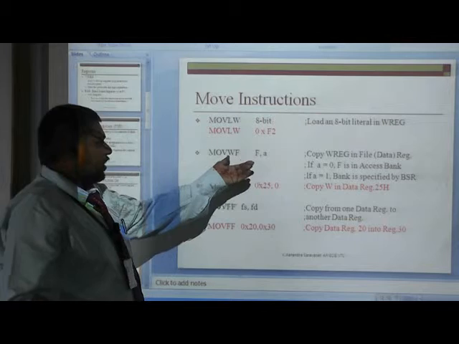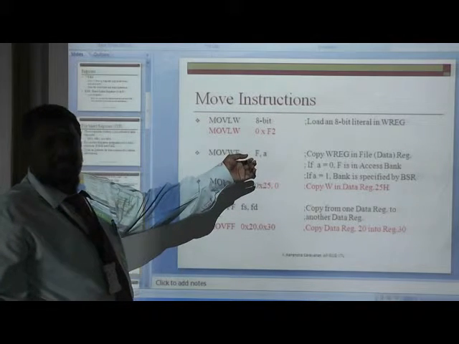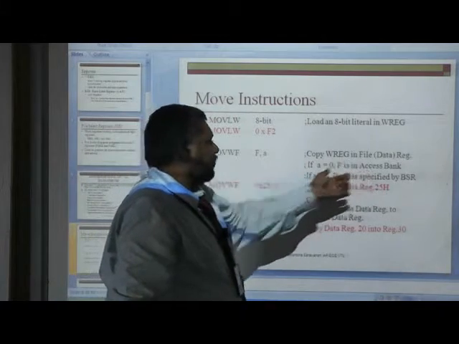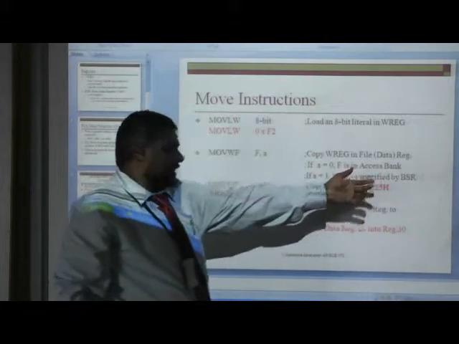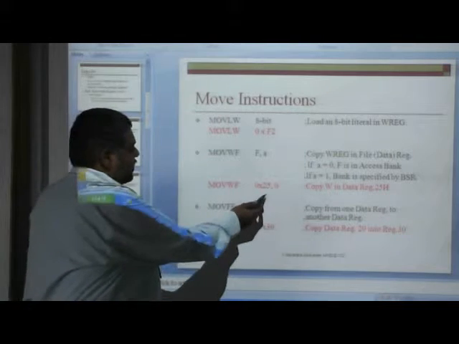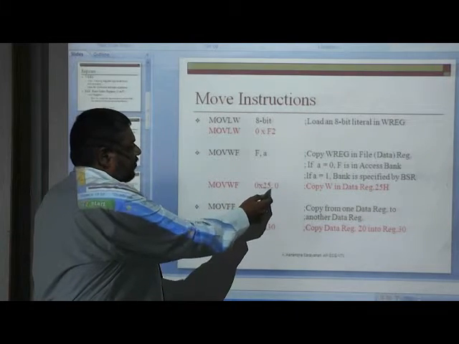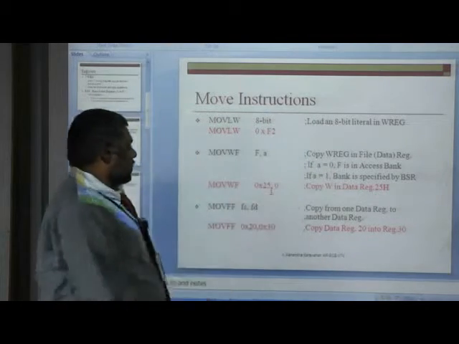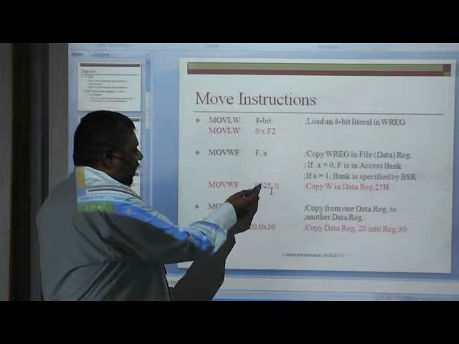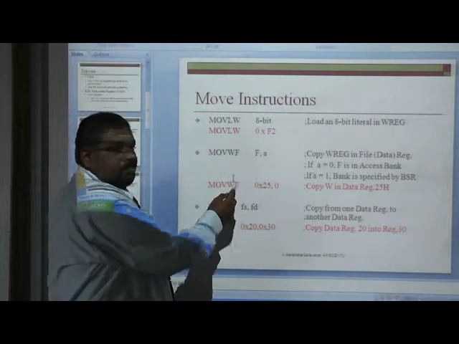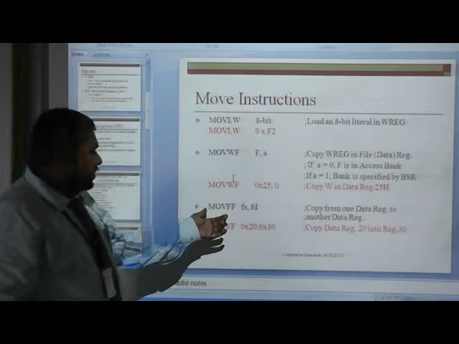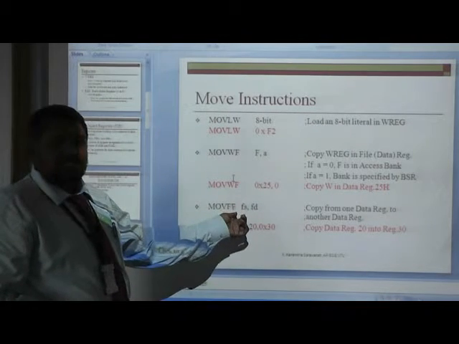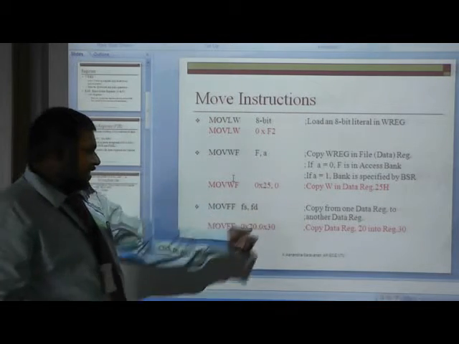Next one is MOVWF, where F represents your file register, and A can be 0 or 1: if it is 0 it accesses the access bank, if it is 1 it is accessed by the bank select register. For example, I am going to write MOVWF 25, 0. The 0 represents the access bank, that is your RAM address, where the data from the W register is copied to the file register. Next one is MOVFF, source file to destination file, where the content of the source register is copied to the destination register.